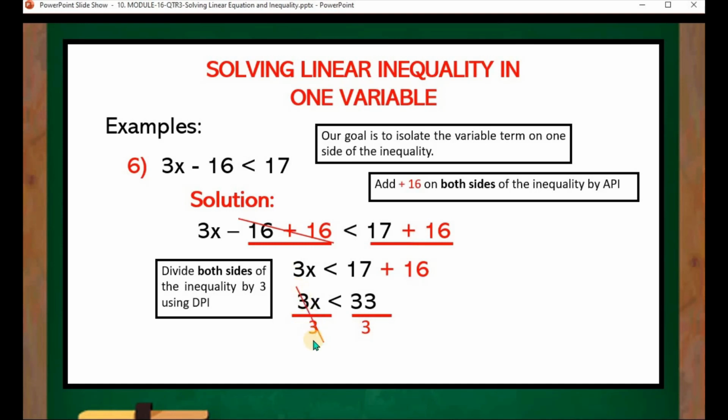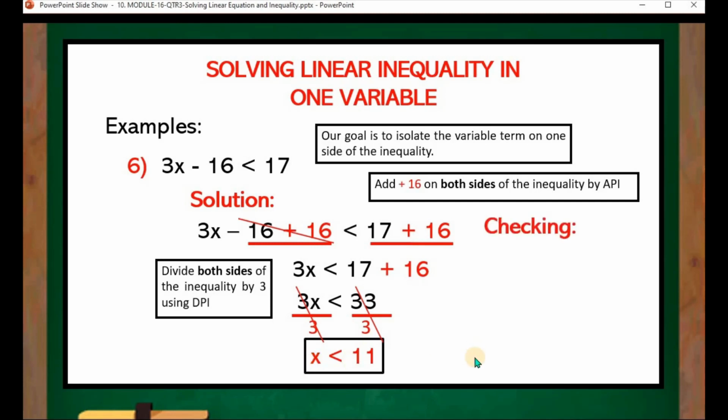So, this will become 1, cancel na to. X na lang natira. So, then, 33 divided 3 is 11. So, therefore, this is now our solution. Anong basa dito? Hindi 11 ang sagot sa solution, ha? Basahin natin kasi inequality tayo, hindi tayo equation. X is less than 11. So, anong ibig sabihin nun? Ang solution dito ay yung mga number na mas mababa sa 11. Ano-ano ba yun? 10, 9, 8, 7, 6, and so on up to negative numbers.